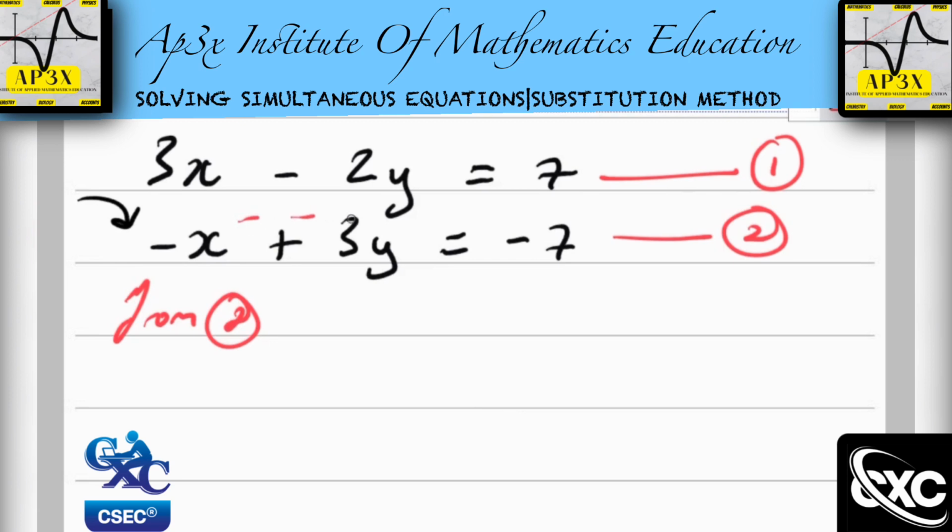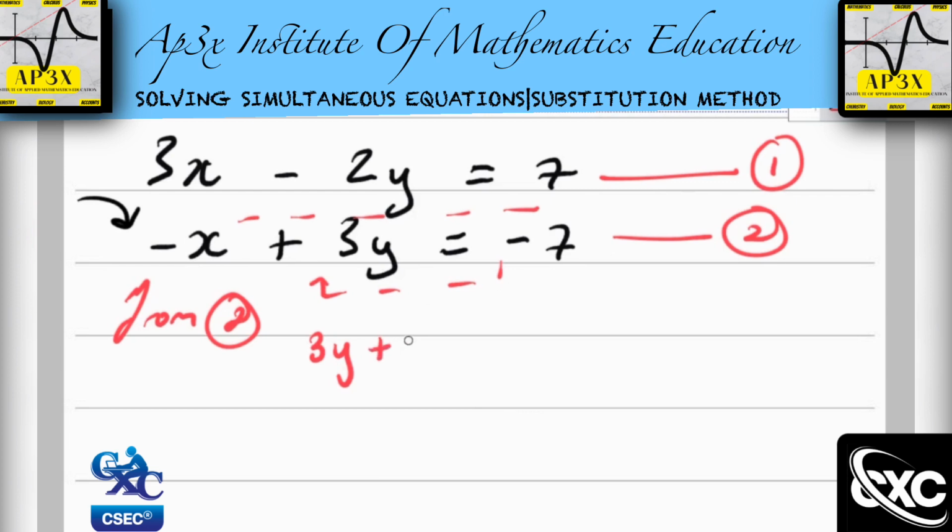Alright, so instead of bringing over the 3y like I would normally do, I'm going to bring over the x, and then bring over the 7. So from equation 2, I'm going to have 3y left on the left hand side, -7 comes over, becomes +7, and that is equal to +x. So this time I have my subject on the right side. Now if you want, you could turn it around and say x is equal to 3y plus 7, same difference.